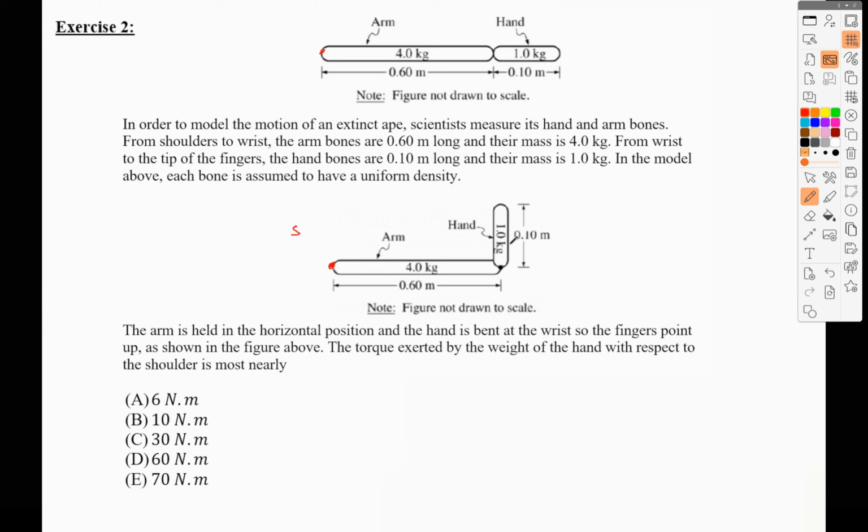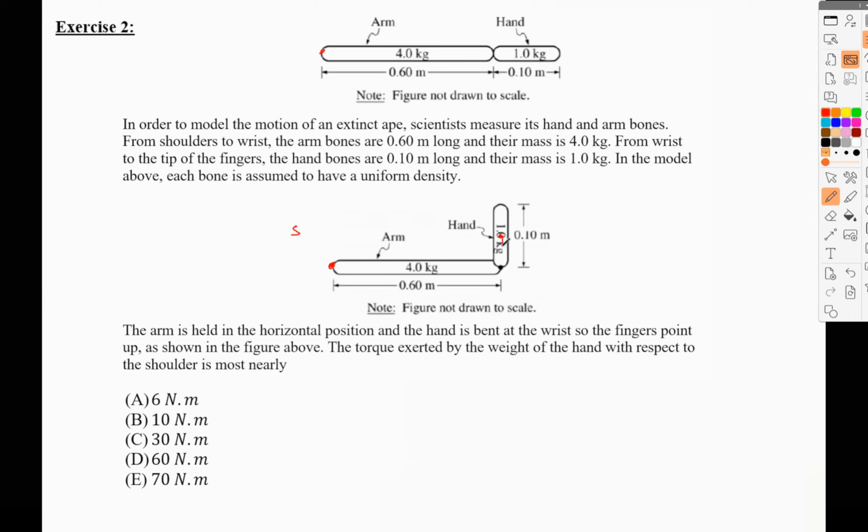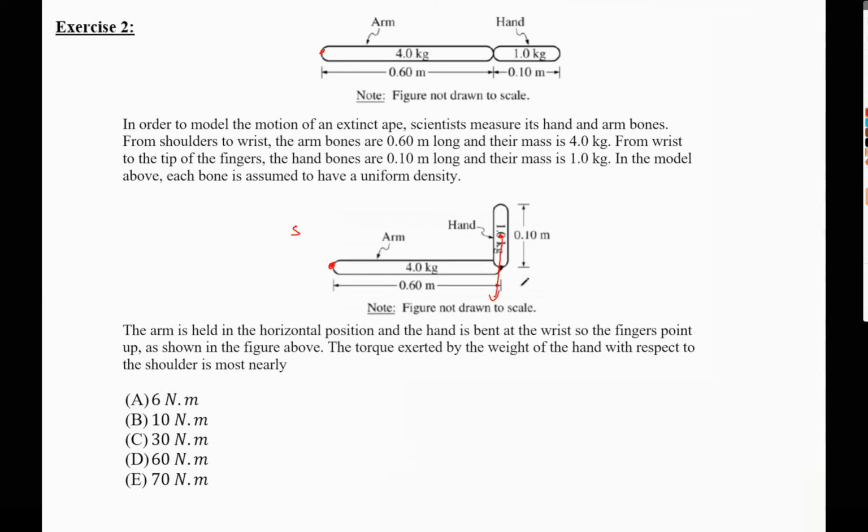the hand. The weight of the hand is the pull of gravity, which is directed downward like that. So that would be the pull of gravity of the hand, which is given by mg. The mass is 1, g is 10, so that would be 10 newtons. They're only interested in the torque exerted by the weight of the hand, not by all the forces. Then how can we determine the torque?